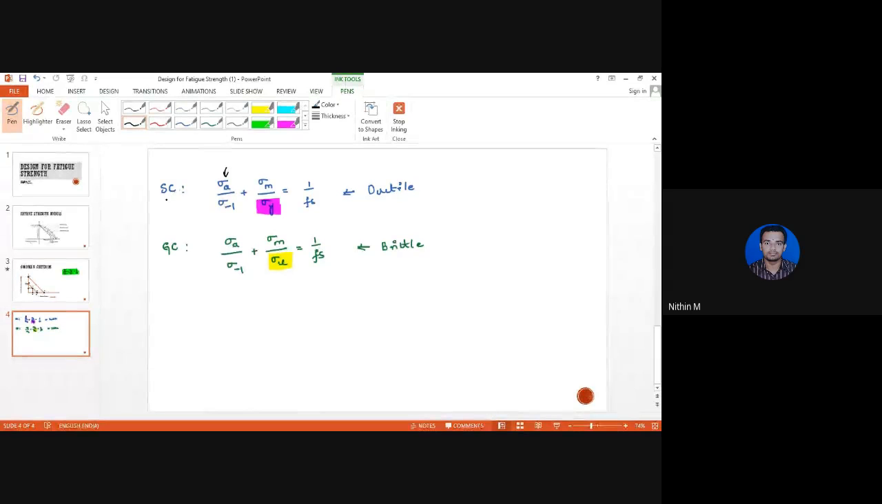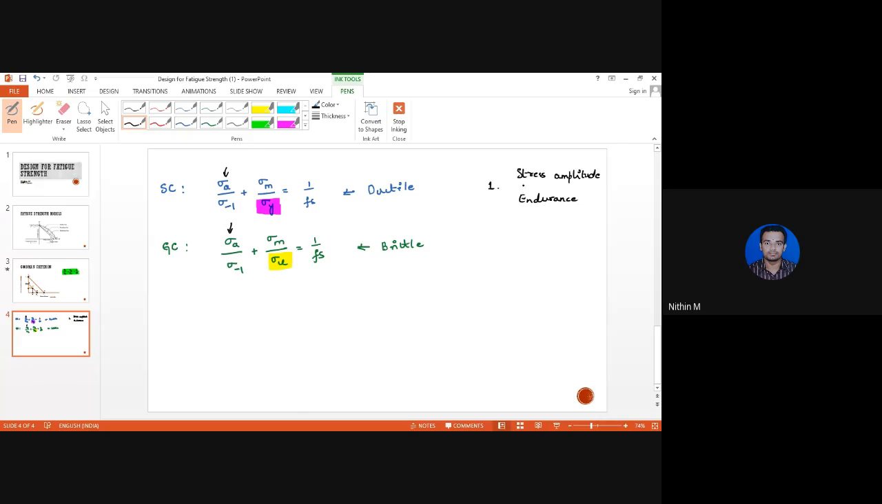We are seeing now two criteria: one is the Soderberg criterion and the second one is the Goodman criterion. They have got two parts. If you observe the first terms of the equation, they have got the terms stress amplitude as well as endurance limit. This is the first part of the equation, which is common for both the equations.